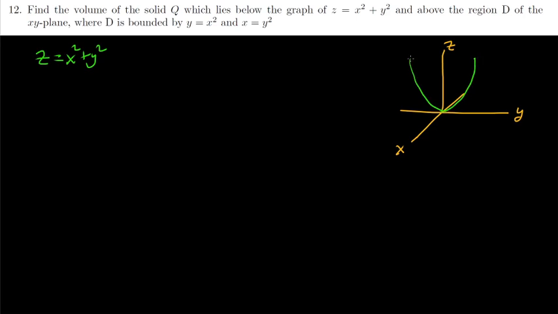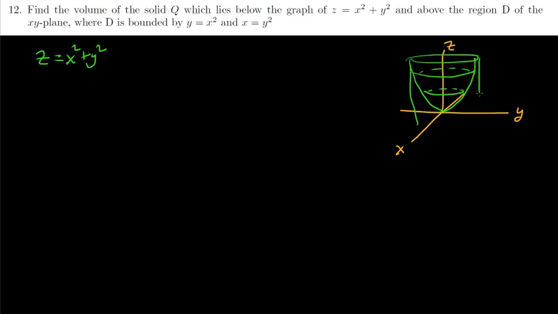Okay, number 12. We want to find the volume of the solid. Again, Q is just the symbol for a solid here, which lies below the graph of z equals x squared plus y squared. So that's just the usual paraboloid. Here's the positive z-axis. So it'll look something like this. It's just the surface of revolution going around the z-axis, right? All right, close enough.